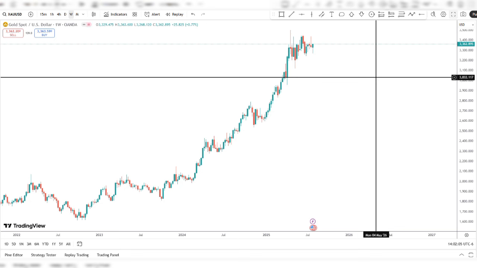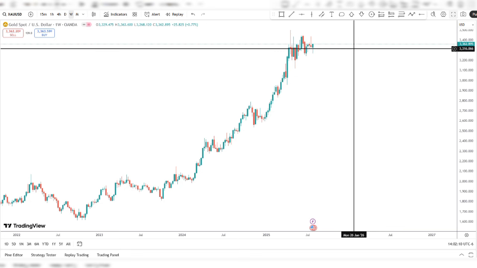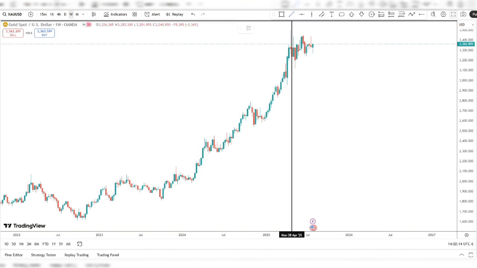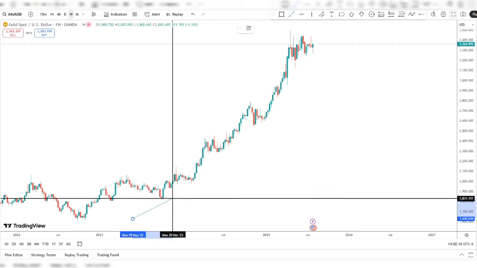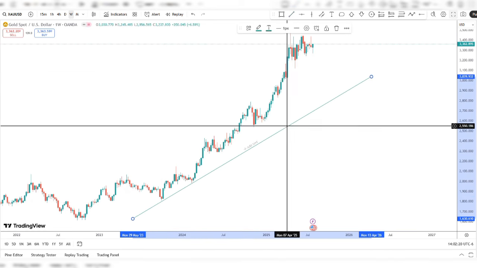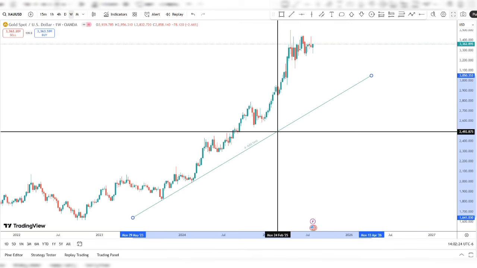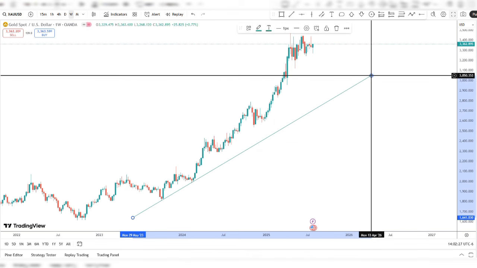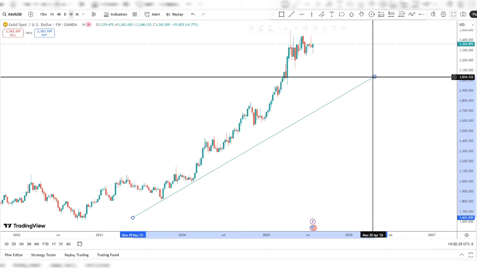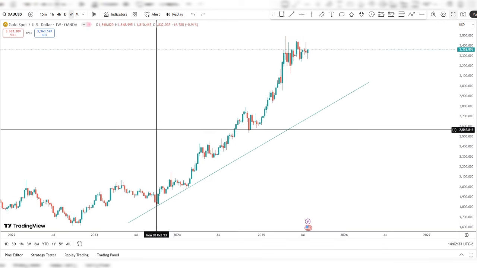So to start off the analysis, we'll be looking at the weekly time frame, essentially looking at what the general trend is, and as we can see, it has been an uptrend for quite some time. I like to have a look at the trend, have a fair idea of where the market is heading, and because I hold my positions for a long time, I try to follow the trend as well.